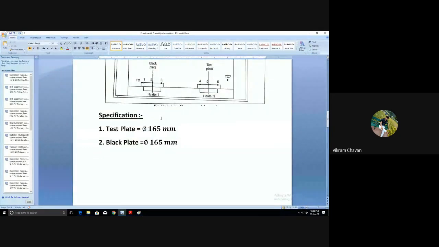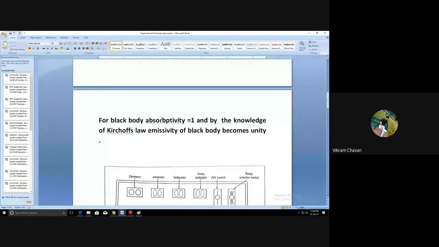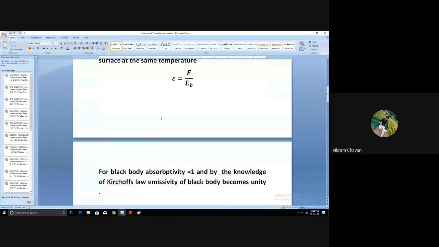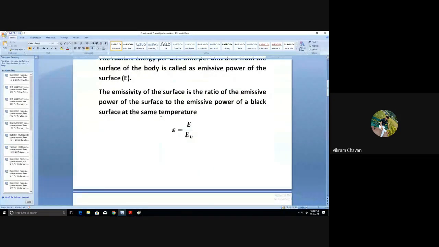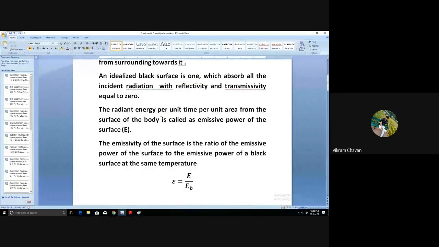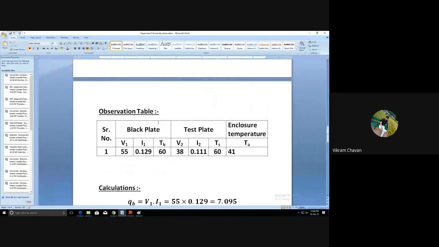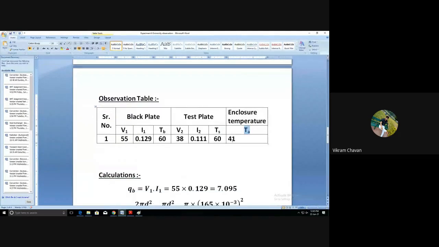Now let us say that you have to write experiment number 7 and experiment number 8 on your own. If you have a laptop, then you can directly perform this experiment in Python programming. You can take the inputs and provide the nomenclature as V1, I1, TB, V2, I2, TS, and TA. These will be your variables.